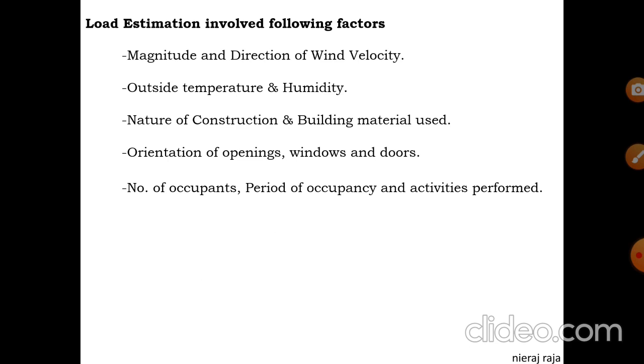Maybe the number of people is the same, 15 people in the office, and the air conditioning system is of one capacity. 15 people in the gym, and the capacity is different, because the activity performed in the gym is quite different from the activity performed in the office room. So before designing the air conditioning system, these are the parameters and factors you need to study well to select a proper air conditioning system.